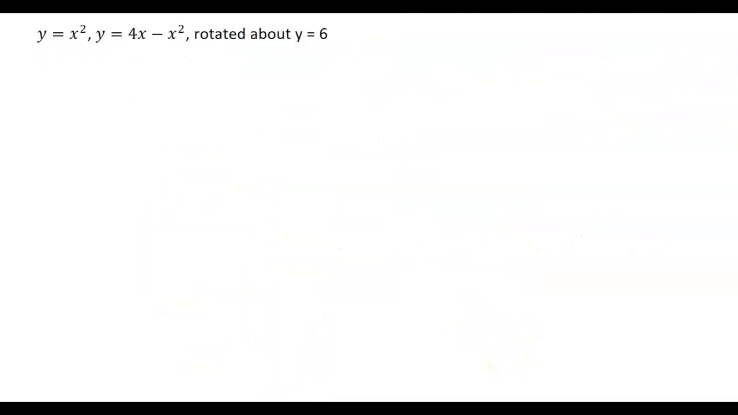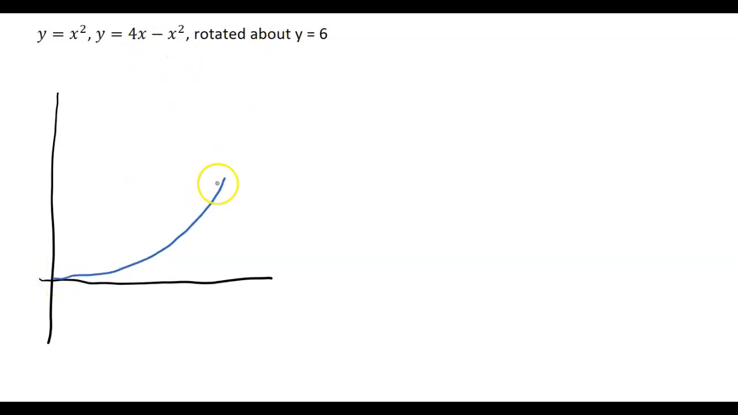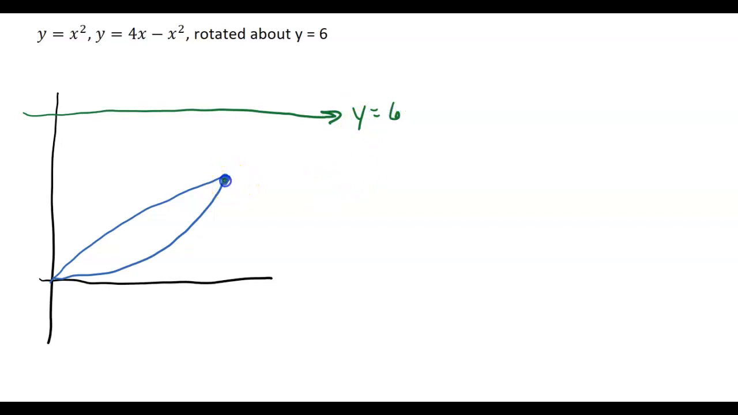Now we're going to add our final twist: what would we do if we're rotating around a line that is not the x-axis or the y-axis? Here's an example. We've got y equals x squared, and it's going to roughly look like this. And then we've got y equals 4x minus x squared, and it's going to look roughly like this. We're going to rotate this around the line y equals 6 up above. What is this point right here?